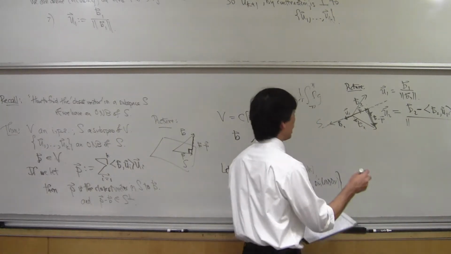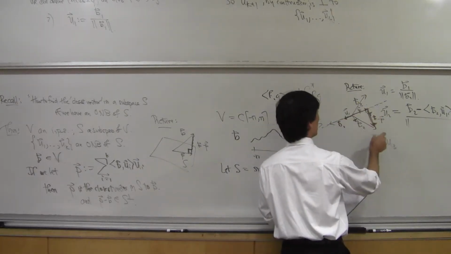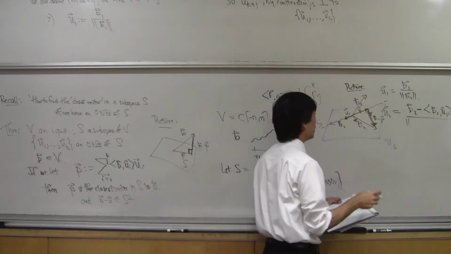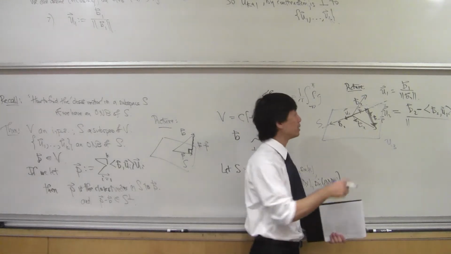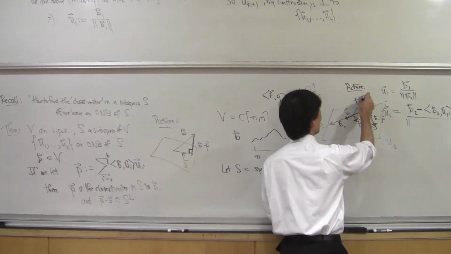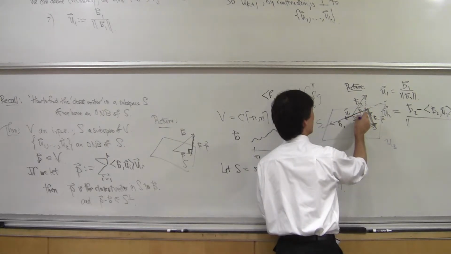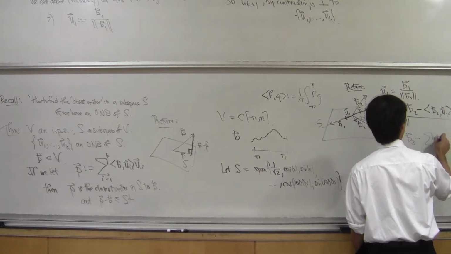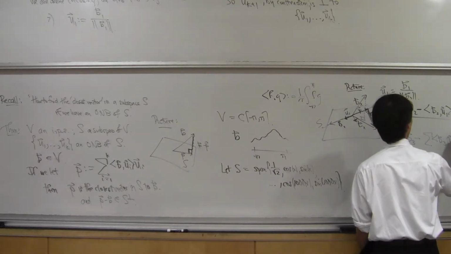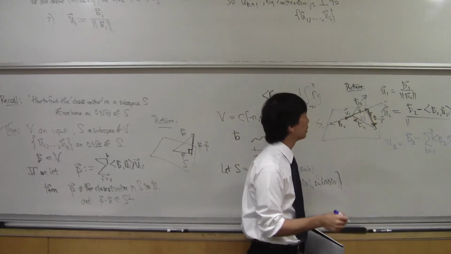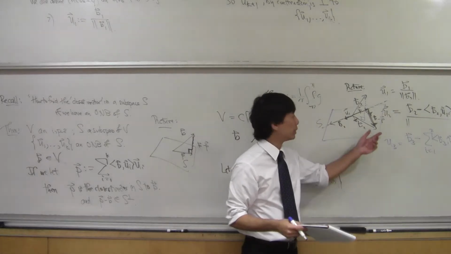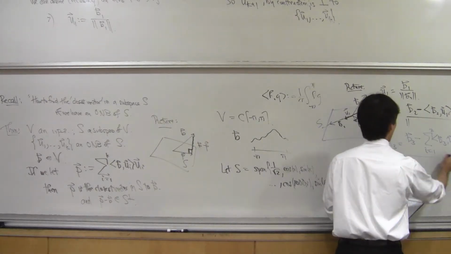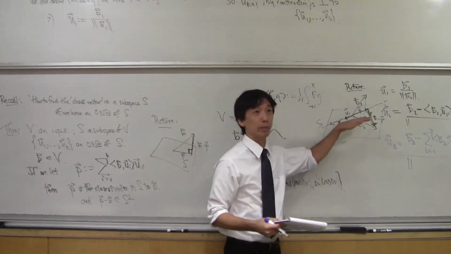Now how do I get U3? I take U1 and U2 and look at their span, and I take B3. My B3 isn't perpendicular to this, so I make it perpendicular by subtracting off the part that isn't perpendicular. I take this projection down to here, and I get B3 minus B3's projection onto the span of U1 and U2. By the previous theorem, that gives me something perpendicular to the span of U1 and U2. And so I divide by its norm again, and that gives me my third vector.